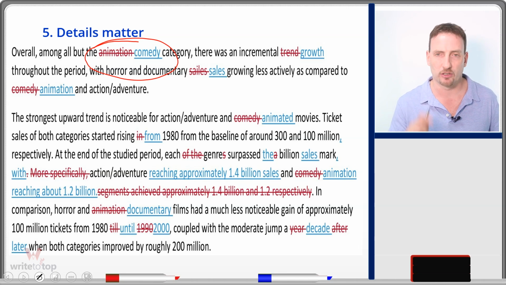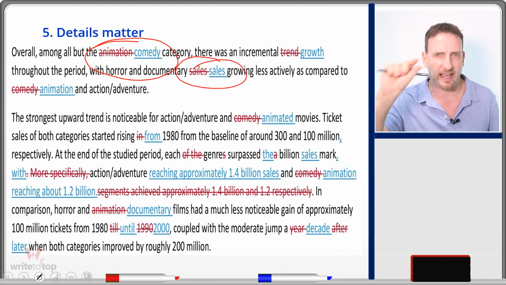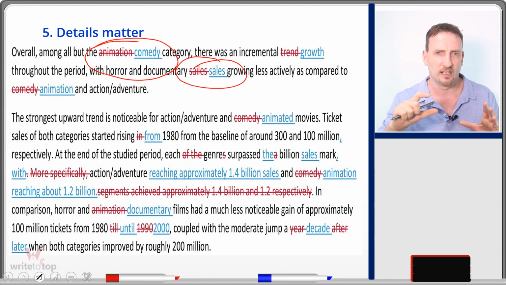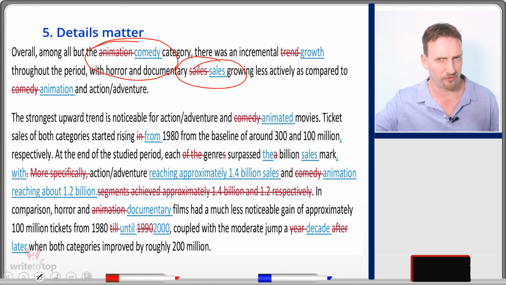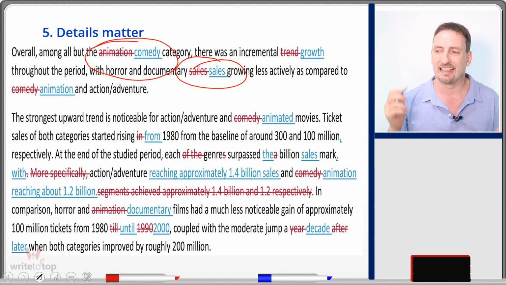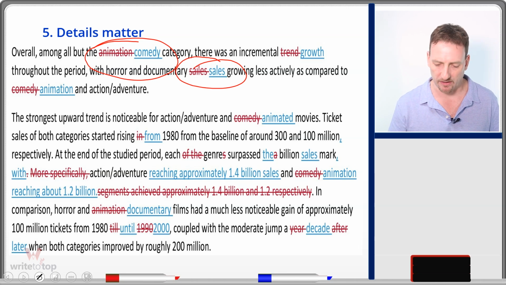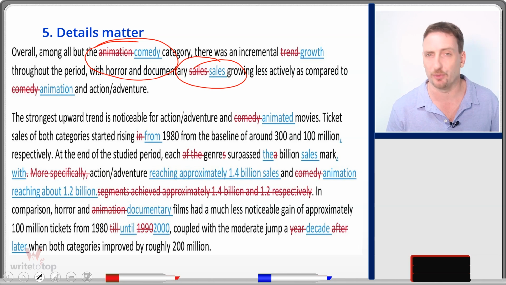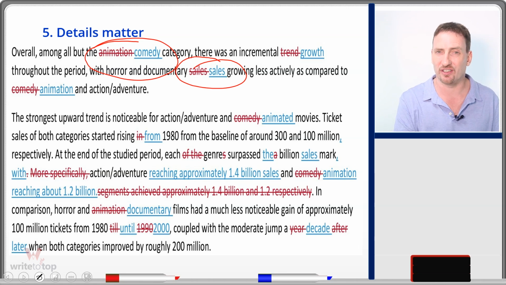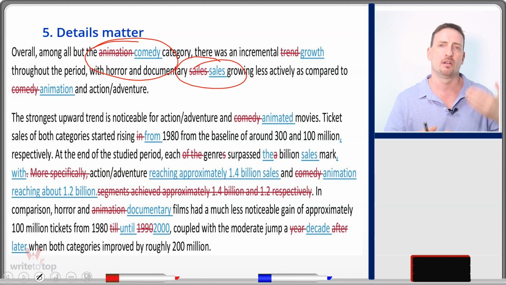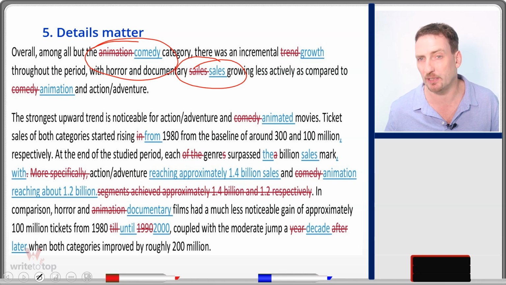Sales. This word is given at the top. The heading of the line chart says movie ticket sales over the course of the years. There's absolutely no reason to misspell this word. First of all, it's an easy word that you should know how to spell anyway. But because it was given to you, it's even more of a mistake for the examiners to take points off for.